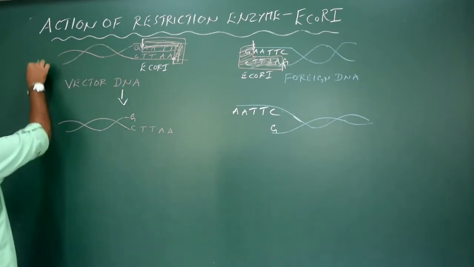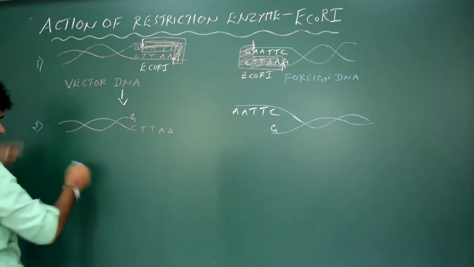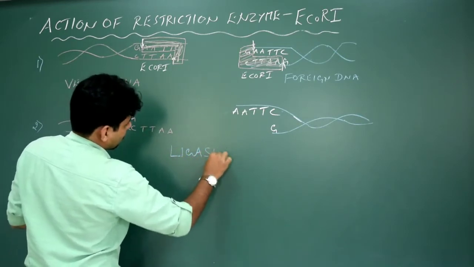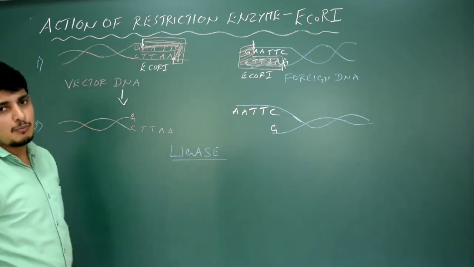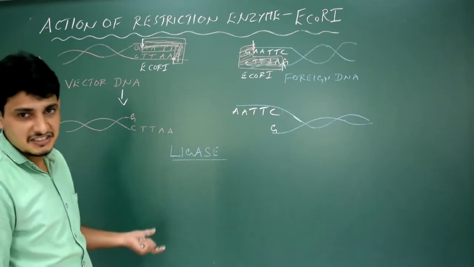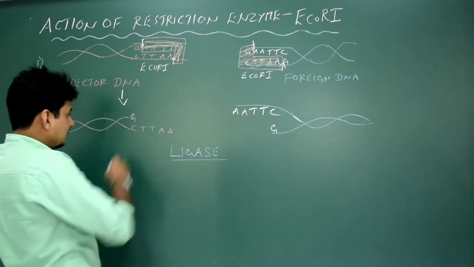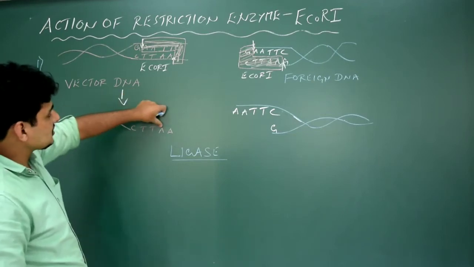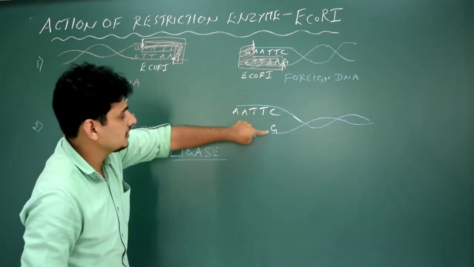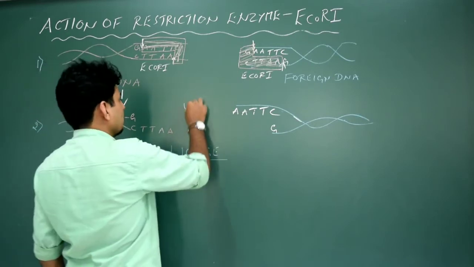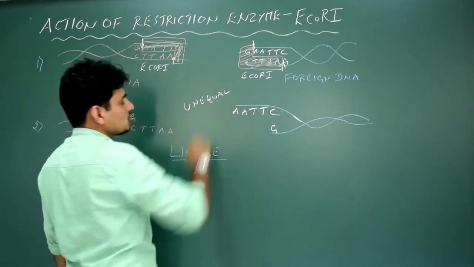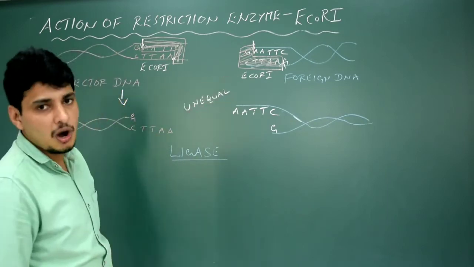So we just write step number 1, step number 2. Here we have to ligate them, that is join them with the help of an enzyme called ligase enzyme. Ligase enzyme, you know about it? Okay. And this type of sticky end, see, it is unequal. One strand is short, the other strand is longer. In this case this is longer and this is shorter. So two unequal strands are now being produced because of the action of the particular enzyme EcoR1.